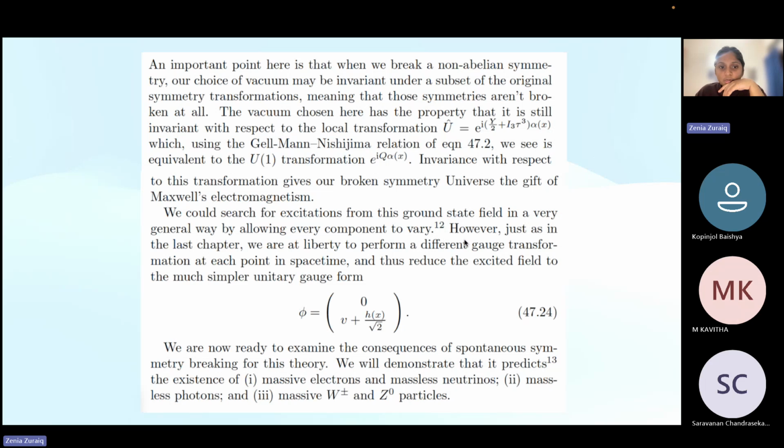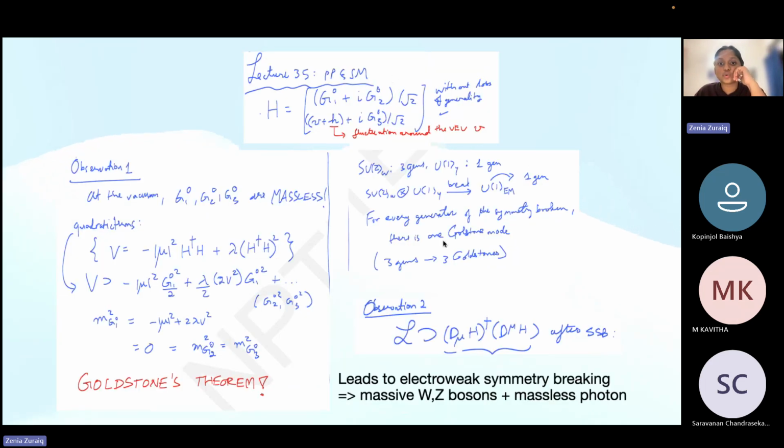So basically, you can do gauge transformations and reduce the Higgs field to this kind of form. This is how people write it. And by the spontaneous symmetry breaking, you can predict the existence of massive electrons, massless neutrinos, massless photons, and massive W and Z particles. As I said, this we'll discuss in detail next week. Okay, so this was also shown in the lecture. So I think Nirmal used slightly different notation.